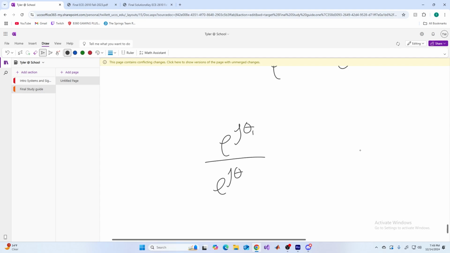I'm going to call this theta 1 and this is theta 2. This is equal to e to the j theta 1 minus theta 2. So you just remember that. That's this entire problem. If you really need me to go through it, please leave a note in the comments. I am more than happy to go through it with you. If you need any more explanations, let me know.